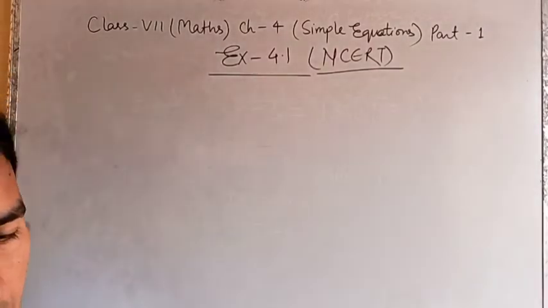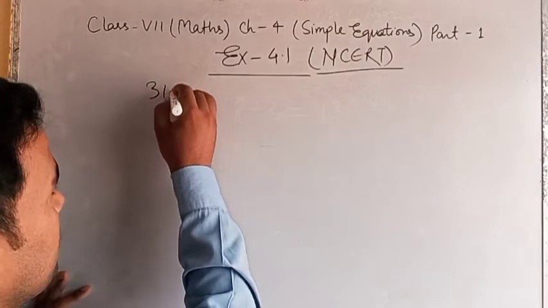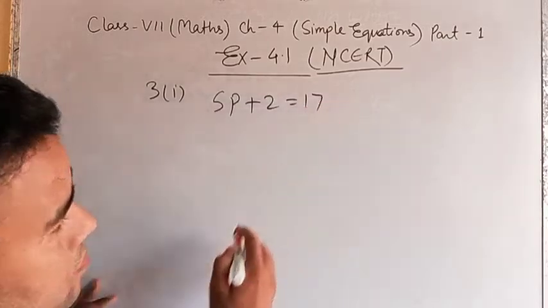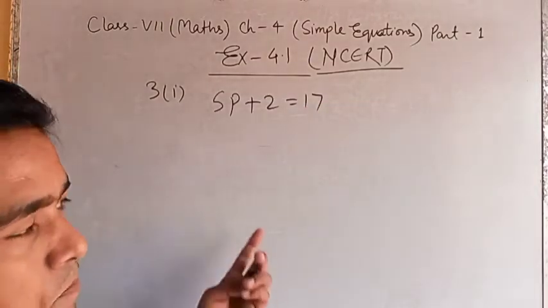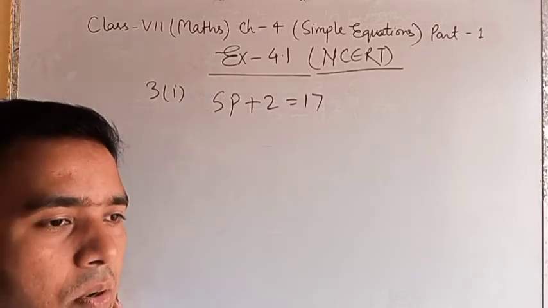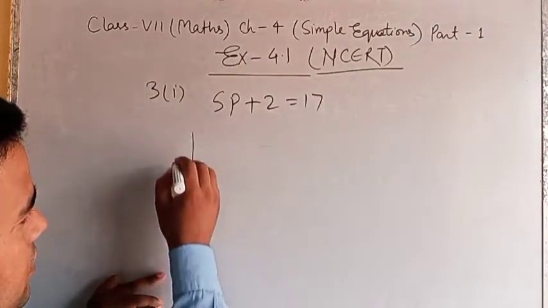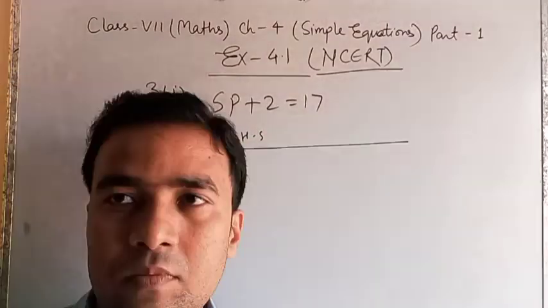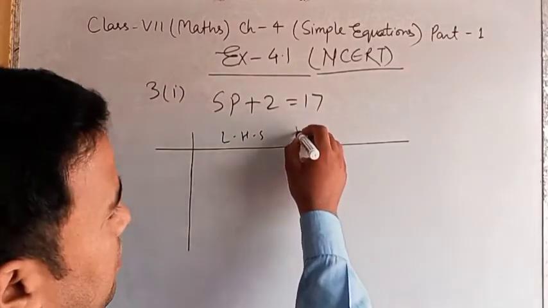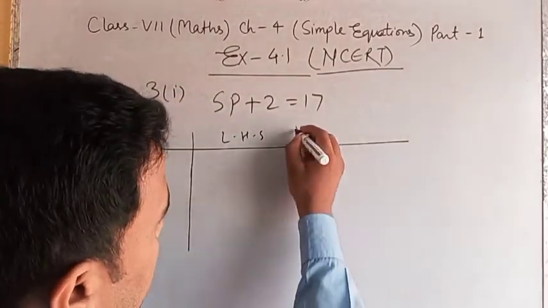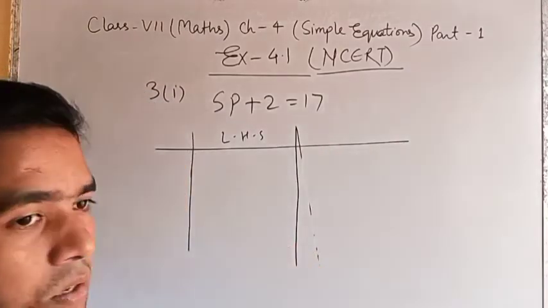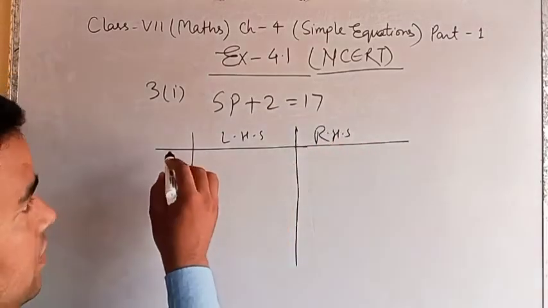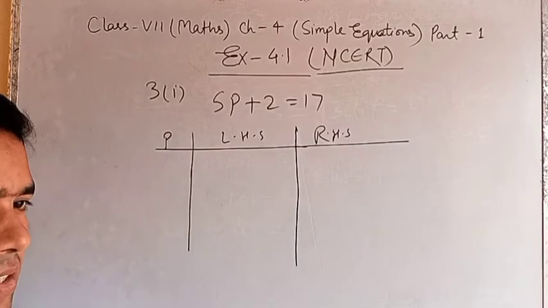Question number 3. Solve the following equations by trial and error method. 5p plus 2 equal to 17. Trial and error method means you will make a column like this. It is left hand side, right hand side, and here is the variable, whatever variable p is given. Clear?